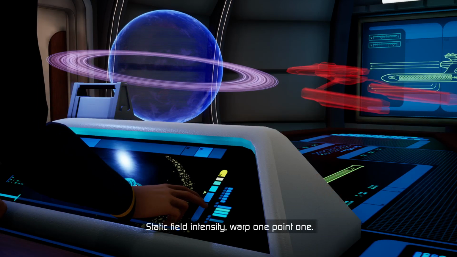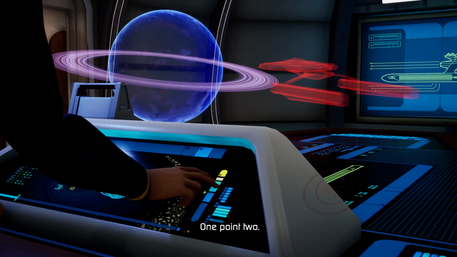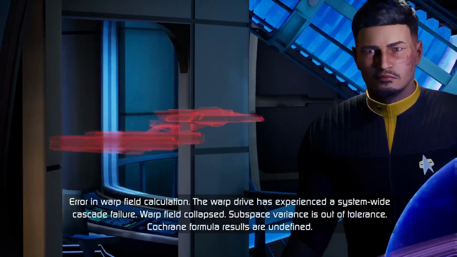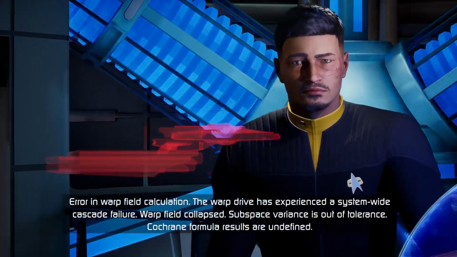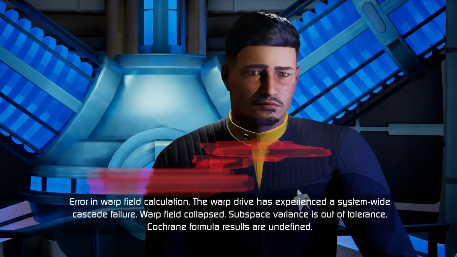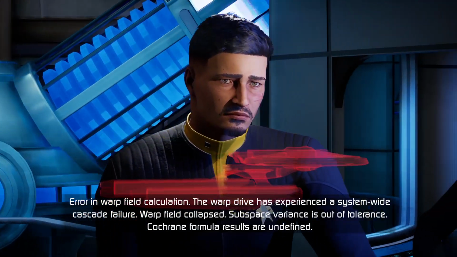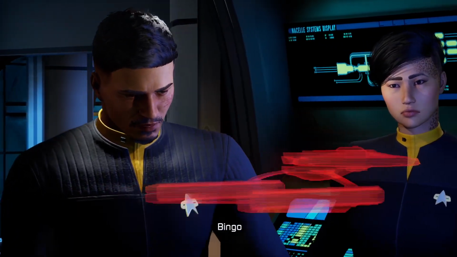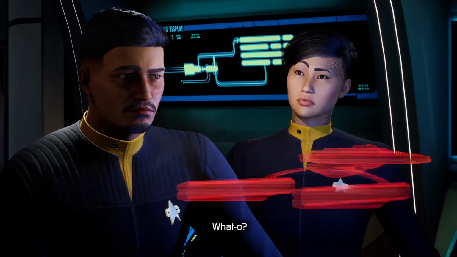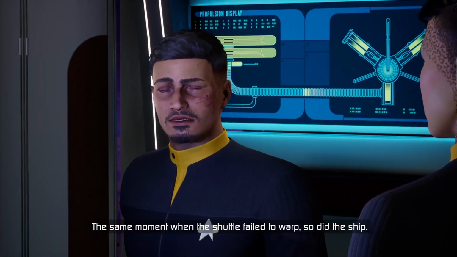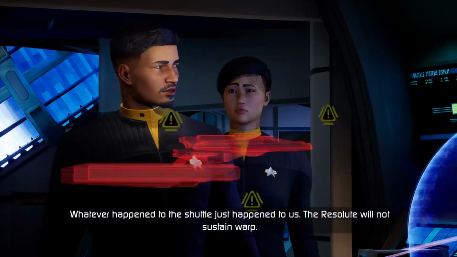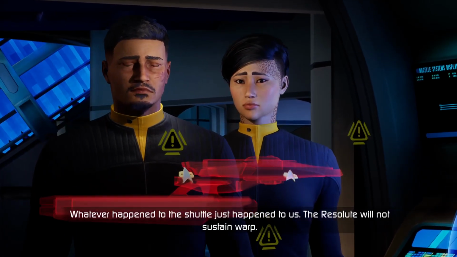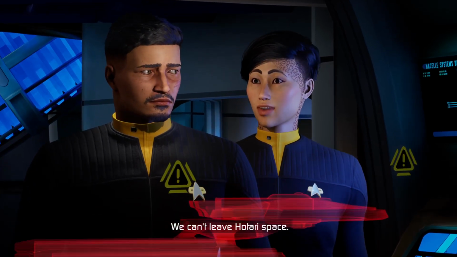Static intensity 1.1, 1.22. Warp pressure is destabilizing. Error in warp field calculation. The warp drive has experienced a system-wide cascade failure. Warp field collapsed. Subspace variance is out of tolerance. Cochrane formula results are undefined. Bingo. Same moment the shuttle failed to warp. Whatever happened to the shuttle just happened to us. The Resolute is not sustainable. We can't leave Atari space.